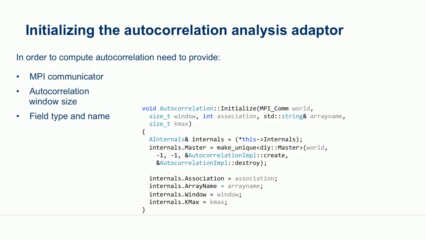So this autocorrelation implementation uses this library called DIY. DIY is basically a block streaming library. So if you write your analysis function to take a block and process a block, DIY will push blocks through it. And DIY is a little bit beyond the scope of this presentation. Just wanted to point out that when you see things like DIY master, it's coming from that library.